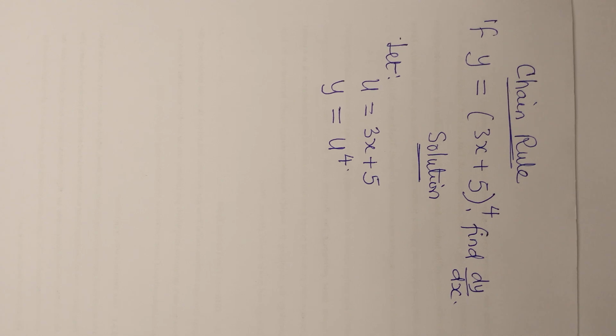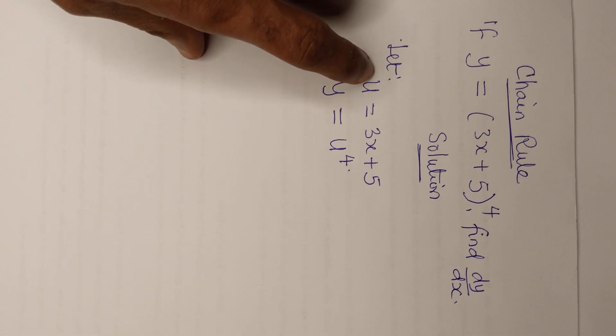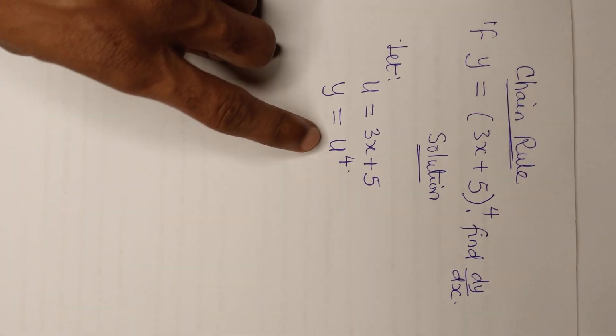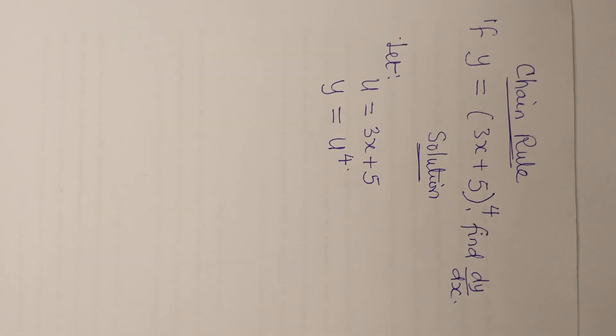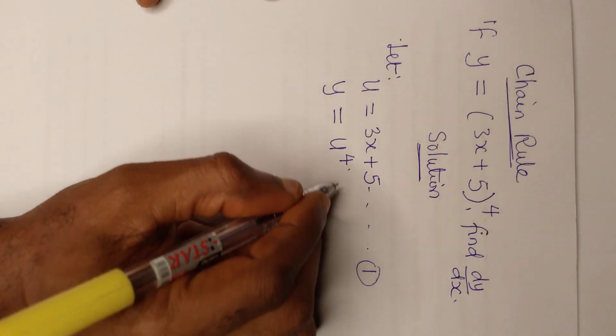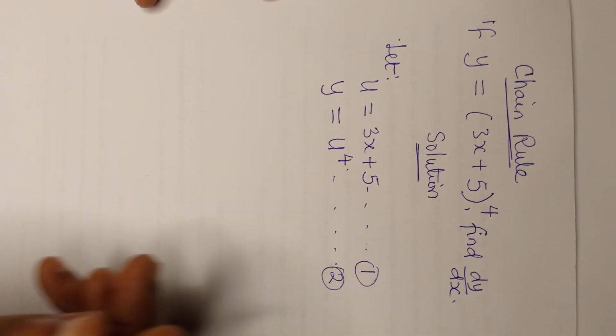And so at this point we've been able to establish two equations. One, u with respect to x, which is 3x + 5, and y with respect to u, which is u raised to the power of 4. We can call this equation 1 and this equation 2.